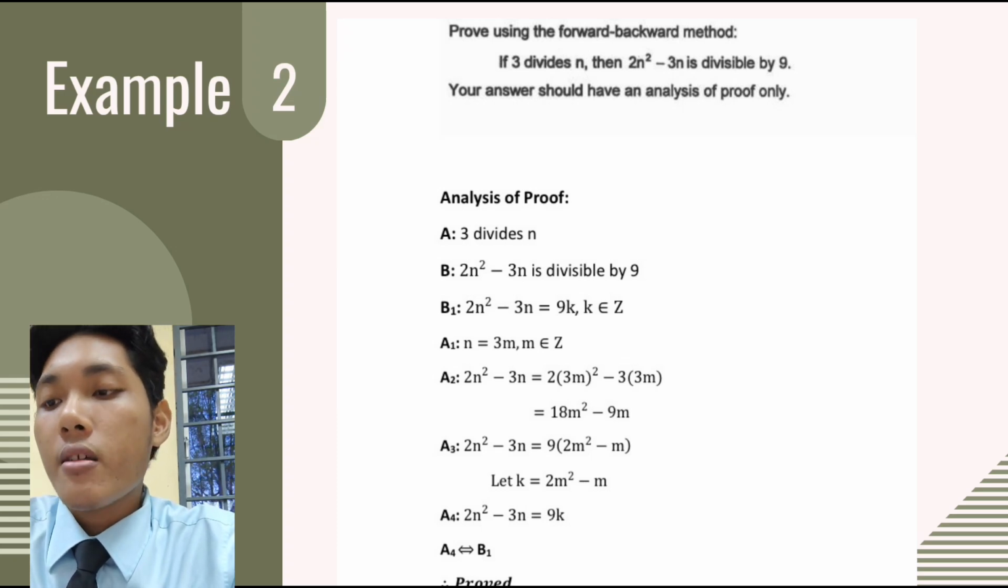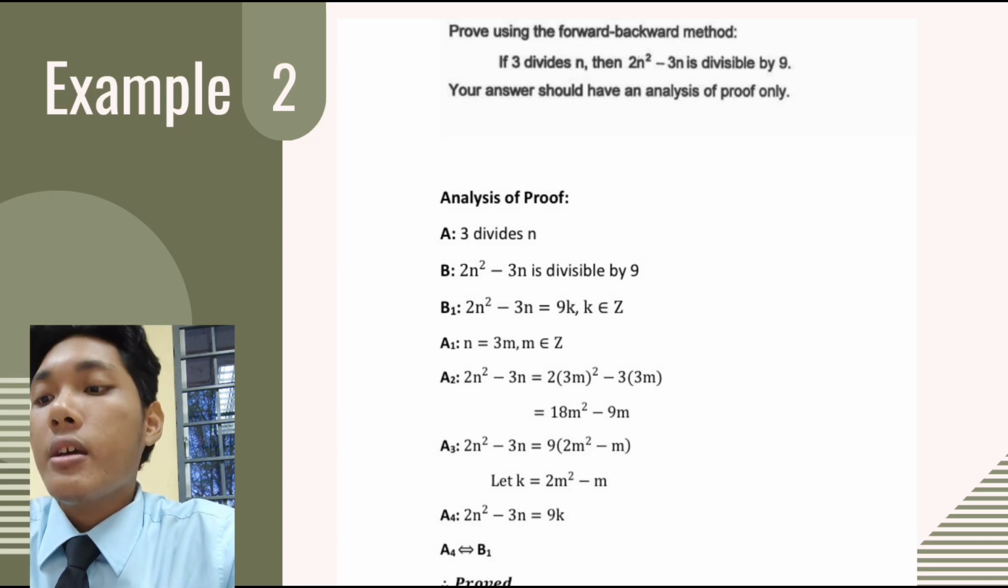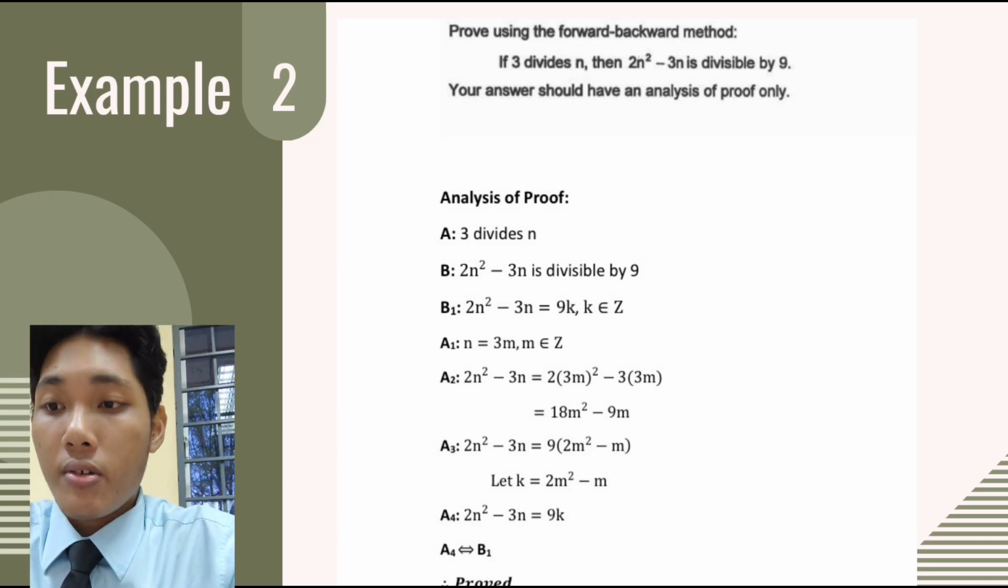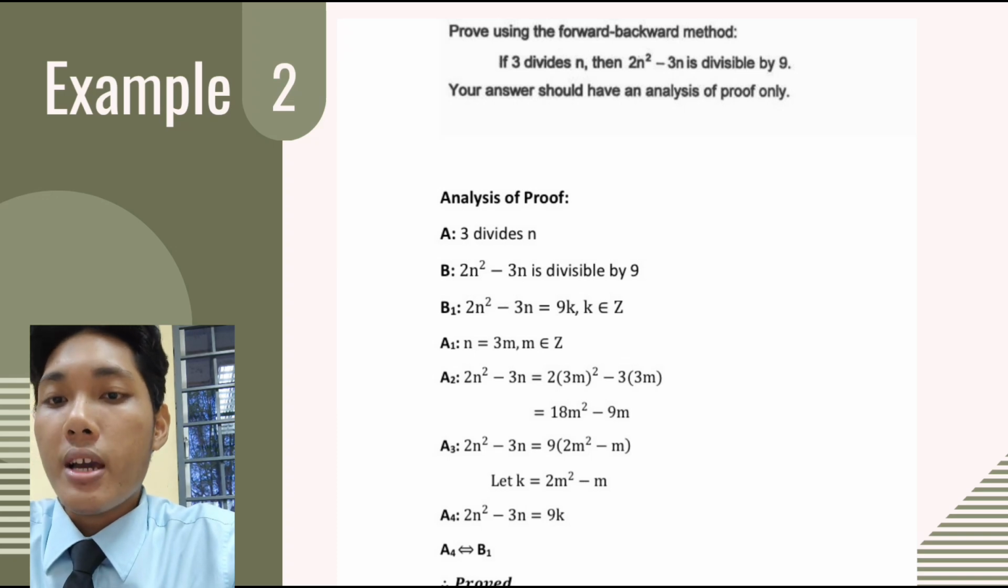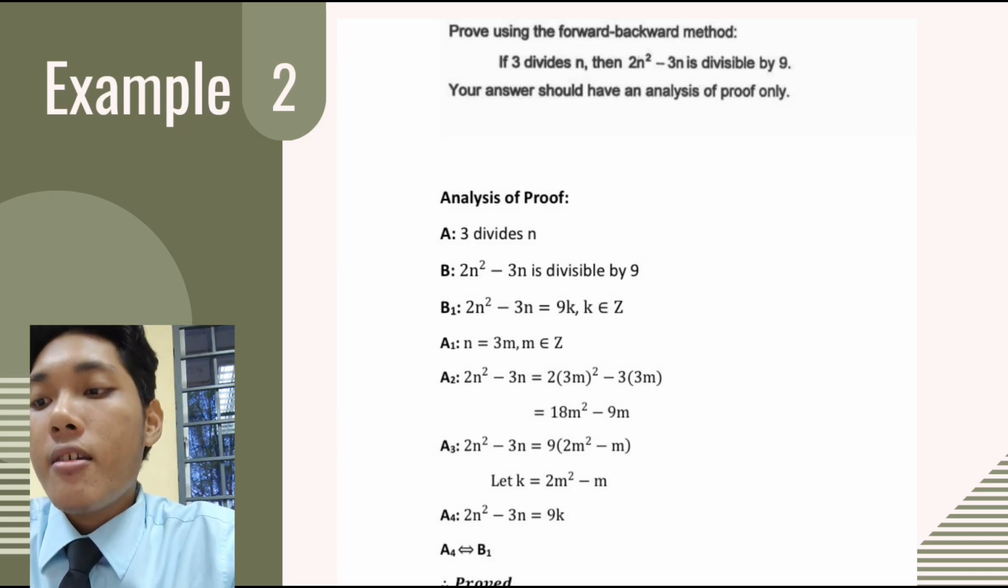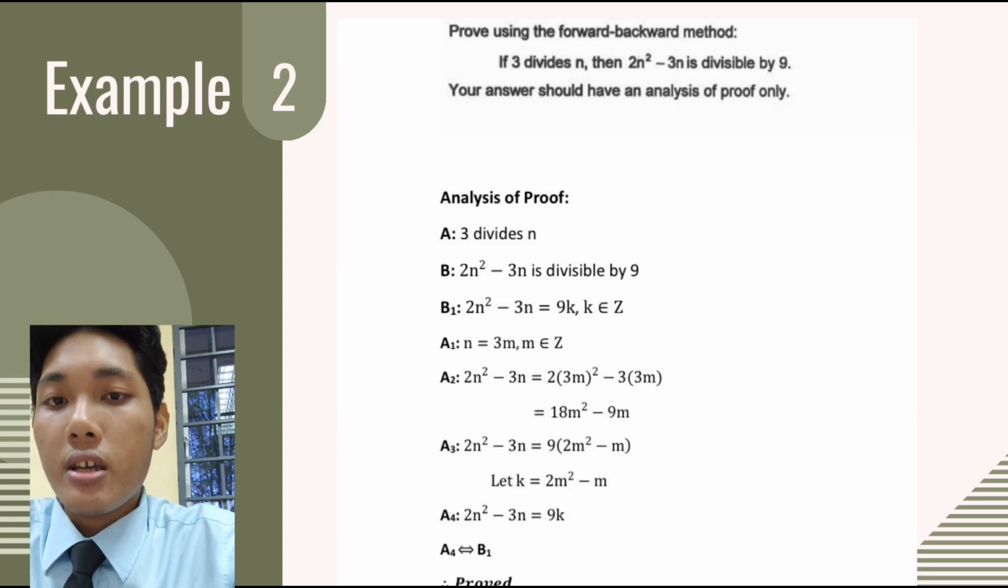So based on the conclusion, we could write 2n squared minus 3n equals 9k, and k is an element of Z. So that is B1, and then we proceed to A1. For A1, we could make an equation n = 3m, where m is an element of Z. So in A2, we could substitute the equation in A1 into 2n squared minus 3n. And then after we expand it, we're going to get 18m squared minus 3m.